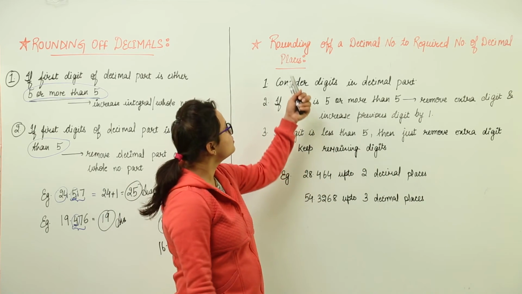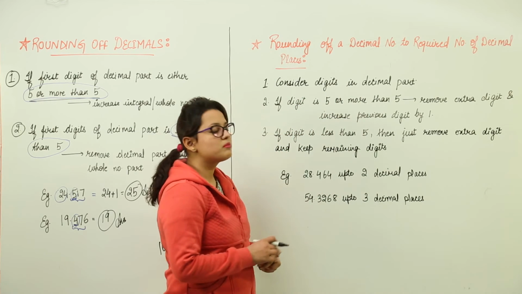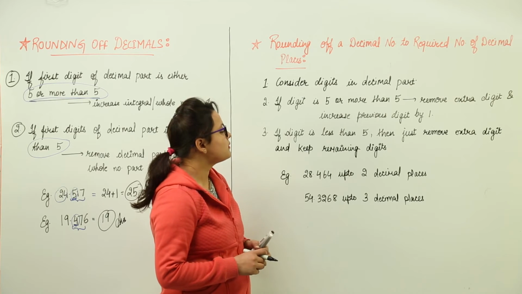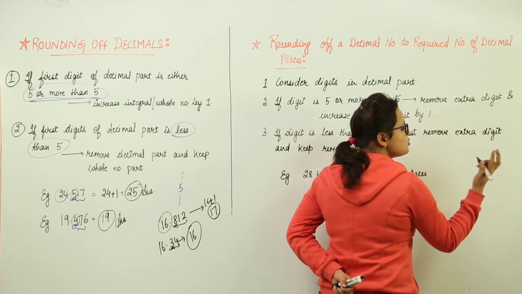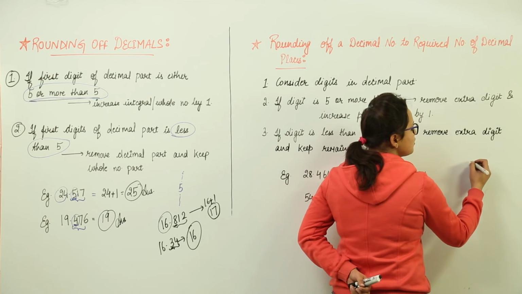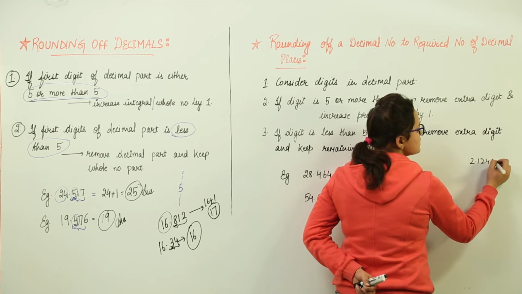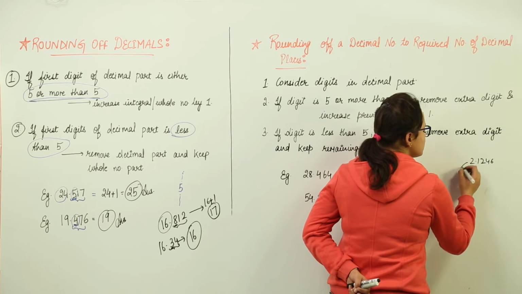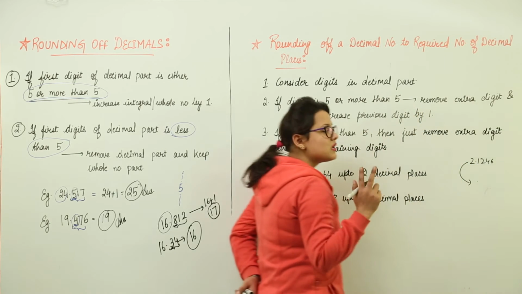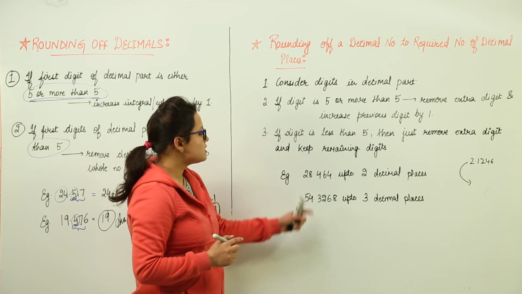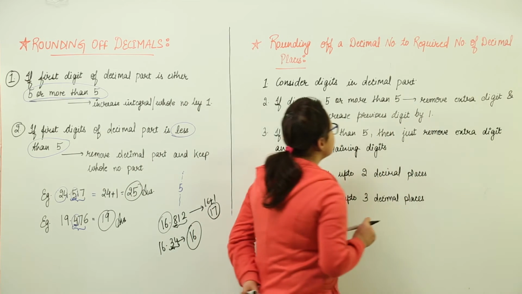Now we are going to do the rounding off of a decimal number to the required number of places. Sometimes the question might ask you to give the answer in approximate values. Sometimes your division comes out like this, 2.1246 and so on, and the question is asking you for the answer up to 2 decimal places. How are you going to do that? So this is the case that I have drawn, the examples I have taken up. So let us do it.